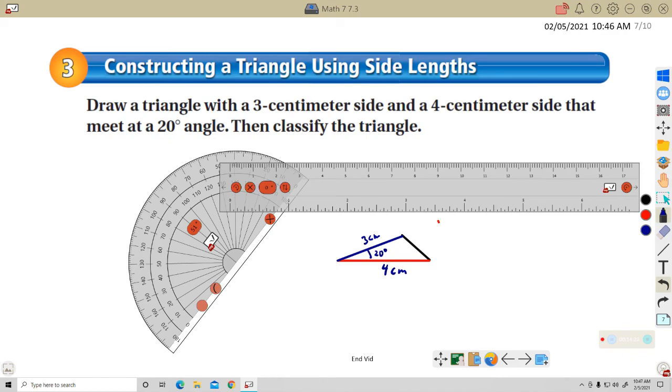Okay, I know this is kind of a long video. It's kind of slow watching me draw these triangles, but hey, I'm doing the best I can.